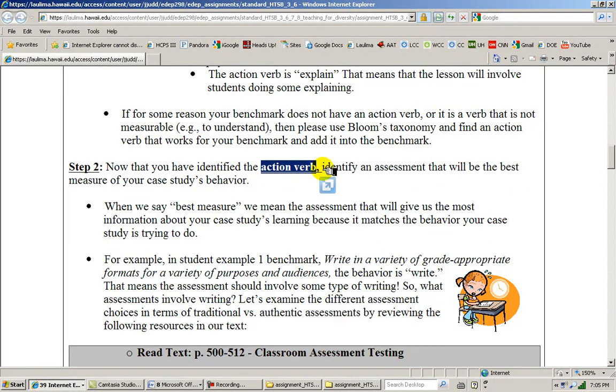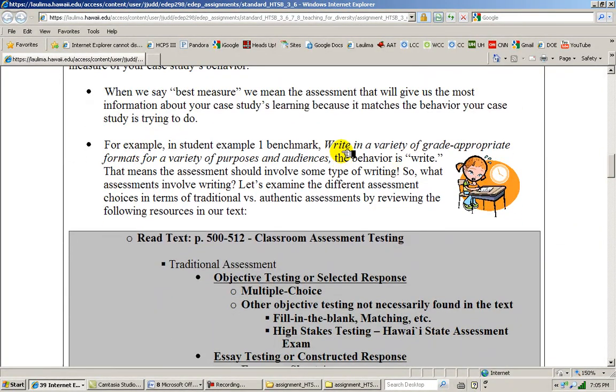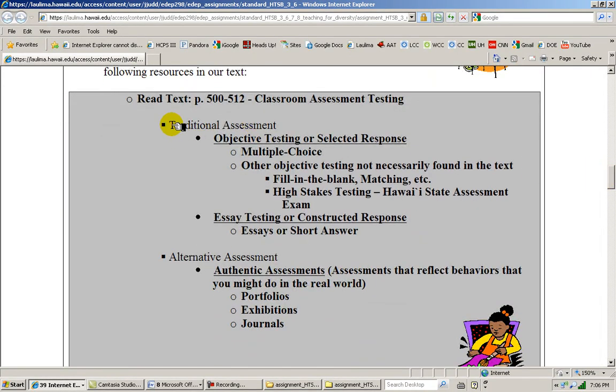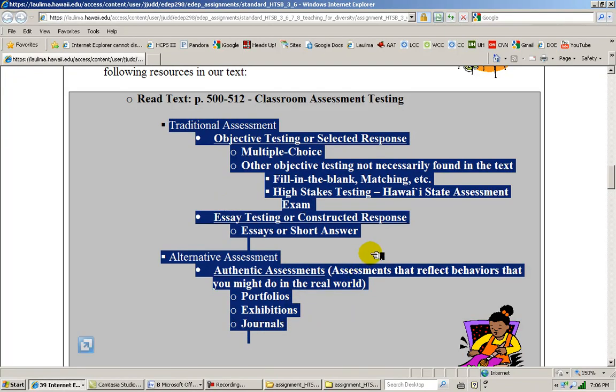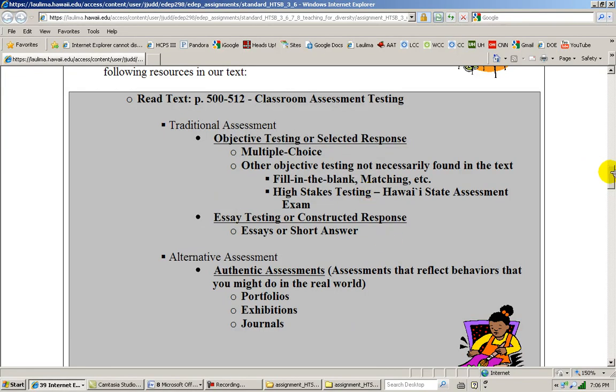In step two, after you've identified the action verb, we need to find an assessment that's going to be the best measure, or the way to get the best evidence, of that action verb. So if we ask the action verb to write, then we would expect the assessment to involve writing. It would not involve speaking or doing, because those do not give you a good idea of whether they can write. So you'll want to examine some different types of assessments that you might use to match your action verb.